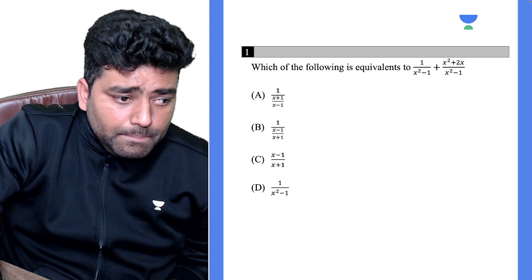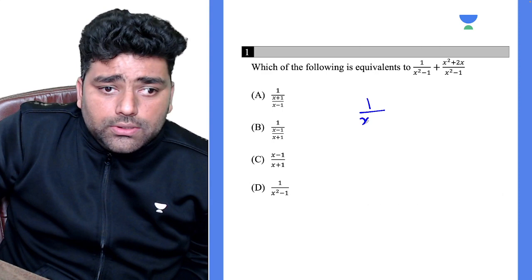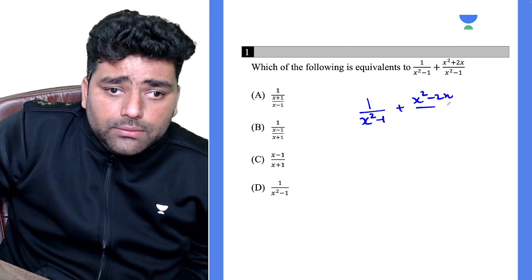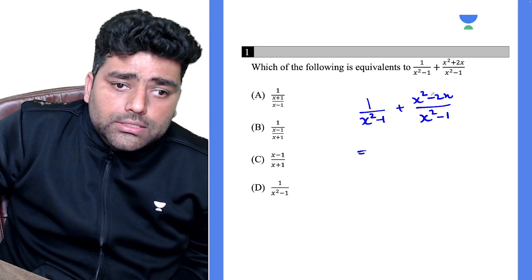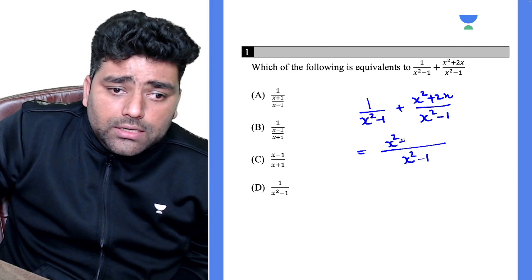Okay, guys, so this is a question: which of the following is equivalent to this? We are given 1 over x square minus 1 plus x square minus 2x divided by x square minus 1. If you see here, you have the same denominator. If you have the same denominator, you can just add the numerators. So if you add the numerators, this is x square plus 2x plus 1.